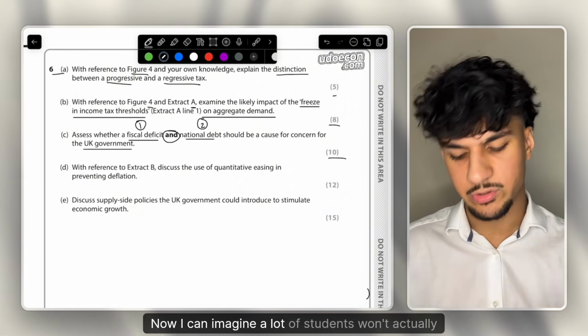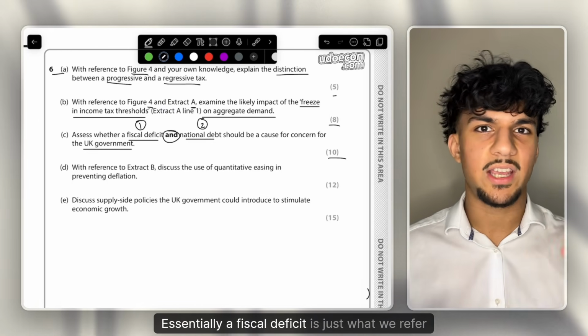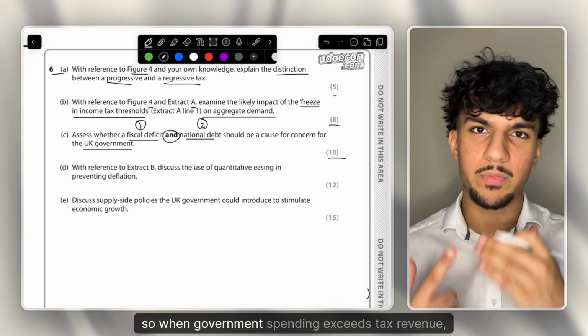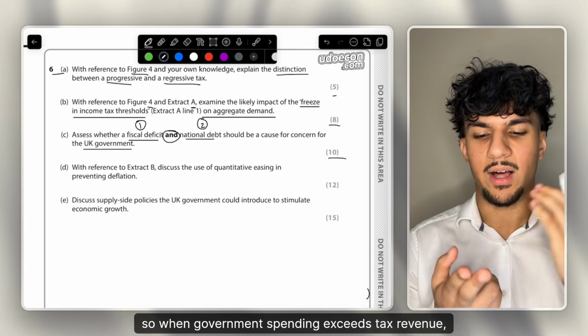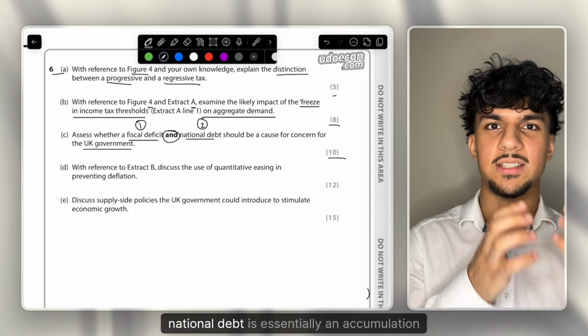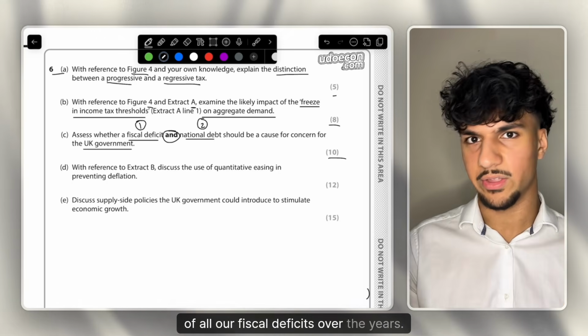Now, I can imagine a lot of students won't actually know the difference between these two. Essentially, a fiscal deficit is just what we refer to with the budget. So when we have a budget deficit, when government spending exceeds tax revenue, and that is yearly, the fiscal deficit is a yearly deficit. And national debt is essentially an accumulation of all our fiscal deficits over the years.